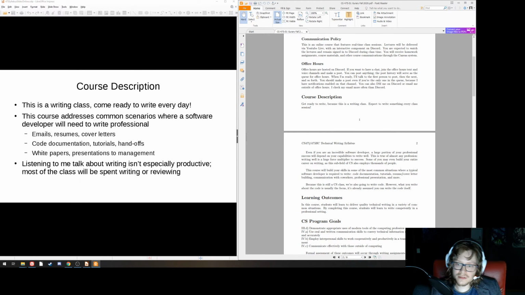Handoffs are very important. So handoff being, of course, when you pass a project on to another team. That's a handoff. And then we'll go into some more interesting ones: white papers, presentations to management, presentations to other professionals, talking to customers, those sorts of things. So I think in the past this course was more of like a blog course and that sort of thing. I've kind of pivoted it more to things that you would actually run into in the workplace.